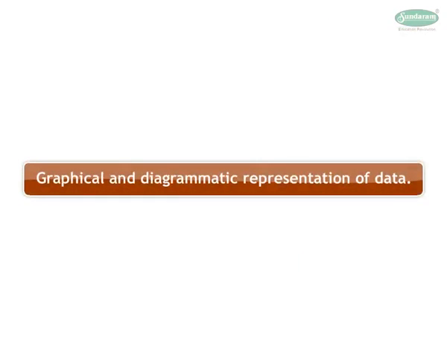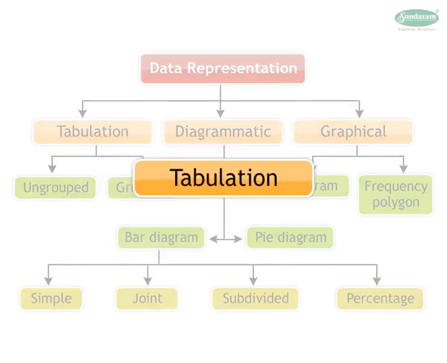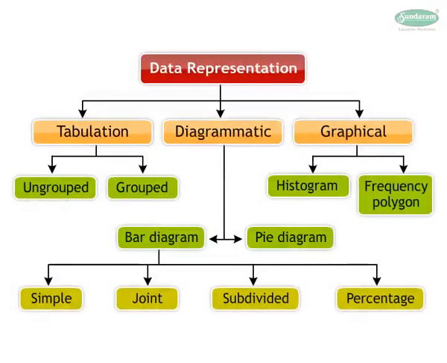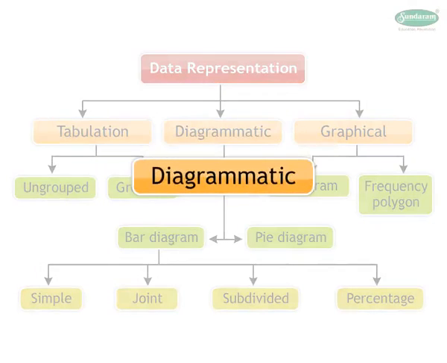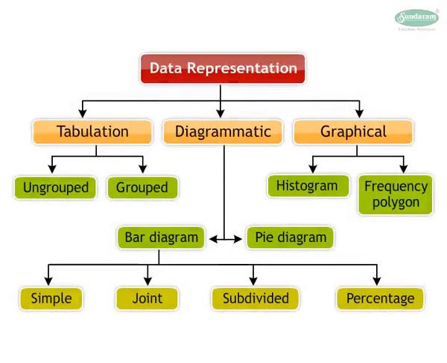Graphical and diagrammatic representation of data. Numerical data can be represented by three methods. 1. Tabulation representation. 2. Diagrammatic representation. 3. Graphical representation. There are two types of tabulation representation, namely ungrouped and grouped frequency distribution table.